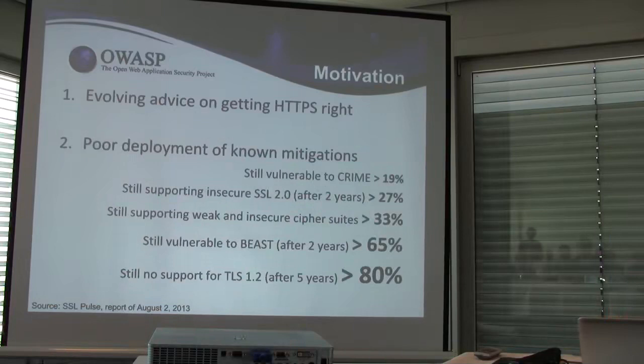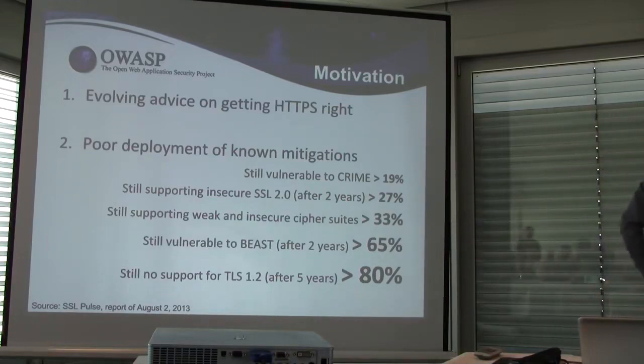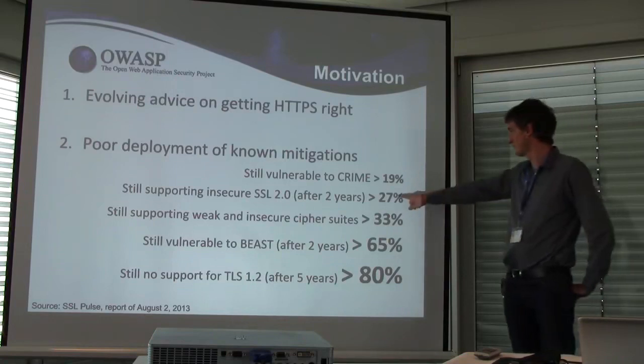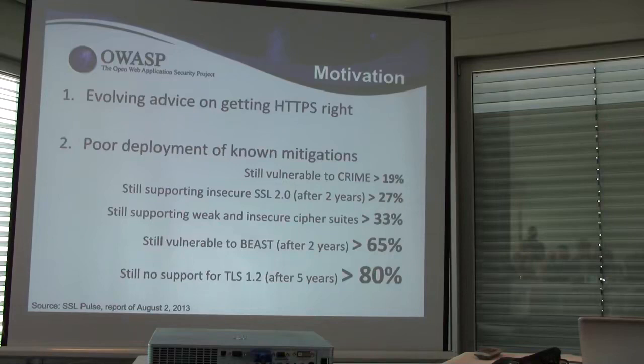To see what the current state is, we look to the SSL Pulse report of the 2nd of August this year. SSL Pulse does a scan of HTTPS servers to see what ciphers they support and what kind of protocol or problems appear. And we put some numbers on the slide to show that there's poor deployment of known mitigations against these problems. I'm gonna take 2 examples. For example, SSL 2.0, which is known to be insecure for several years already. Nearly 1/3 of the servers still supports it.